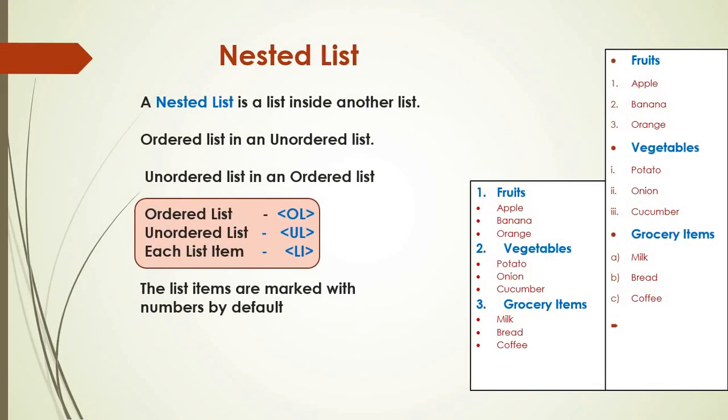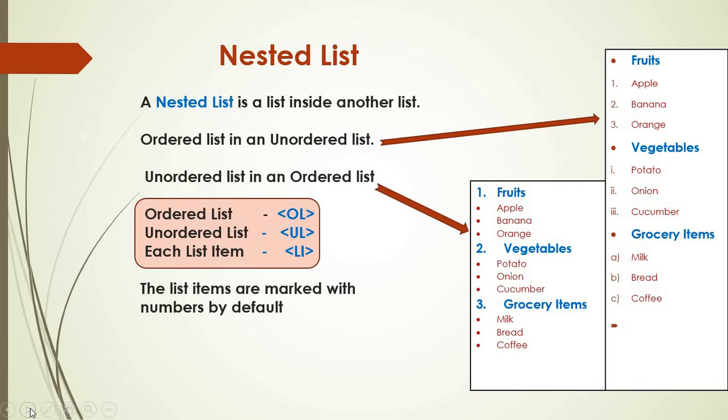First we start with nested list. A nested list is defined as a list inside another list. We can create a nested list in two ways: putting an ordered list in an unordered list, or putting an unordered list inside an ordered list.